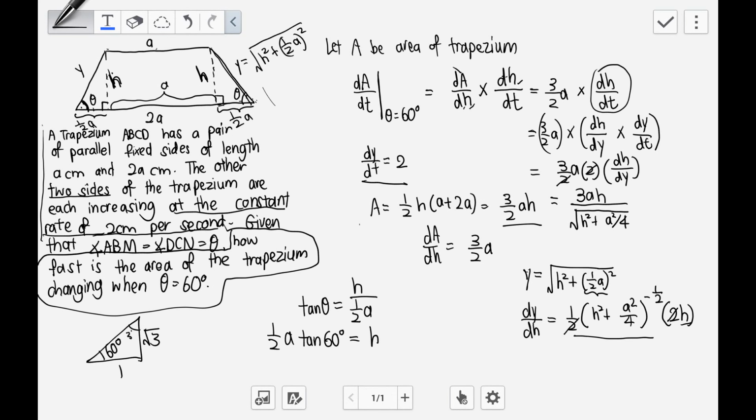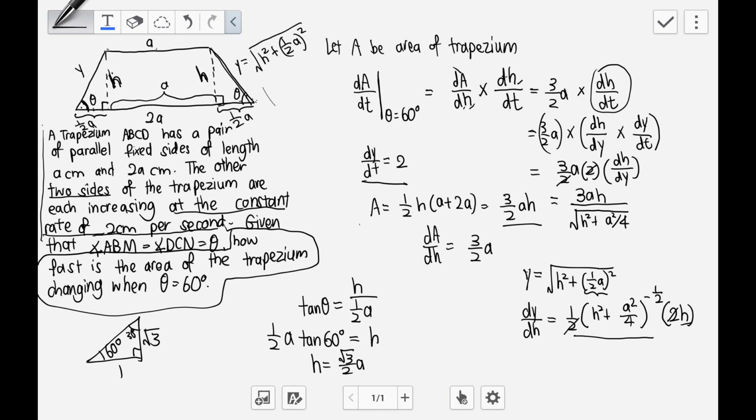This is 30 degrees and this is 90. This is the standard triangle. So tangent 60 degrees will be opposite over adjacent, so it will be root 3. So I end up with h equals root 3 over 2 a. Let's substitute root 3 over here.